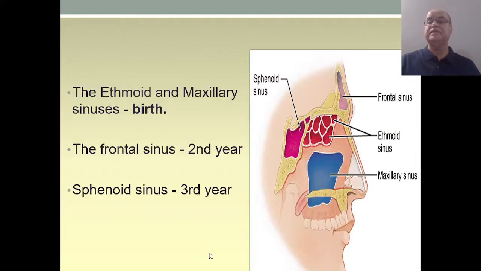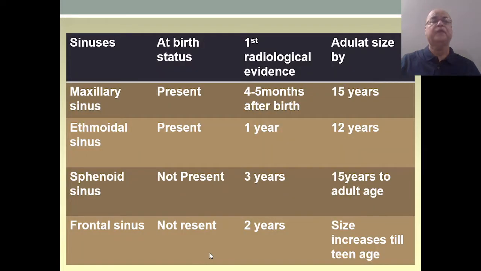Ethmoid and maxillary sinuses are present at birth, while the frontal sinus appears later on, around 2 years of age, while the sphenoid sinus appears around the third year of age after birth. So maxillary and ethmoidal sinuses are present at birth. For the maxillary sinuses, the first radiological evidence is there at 4 to 5 months after birth, while the ethmoid sinuses' radiological appearance will be at 1 year of age, while sphenoid sinus at 3 years and frontal sinus around 2 years of age.